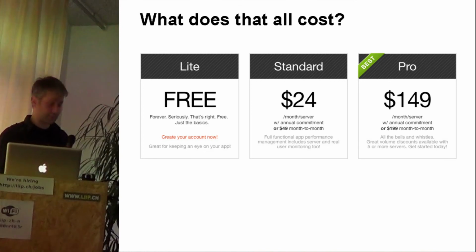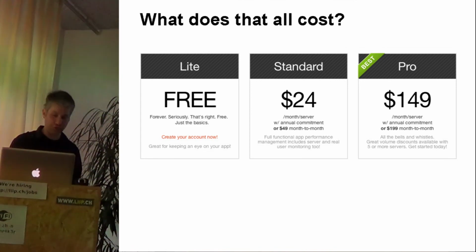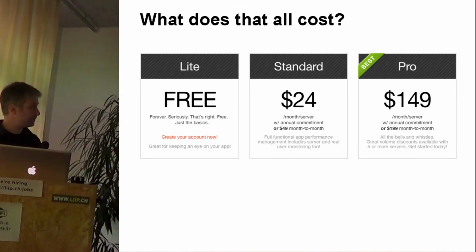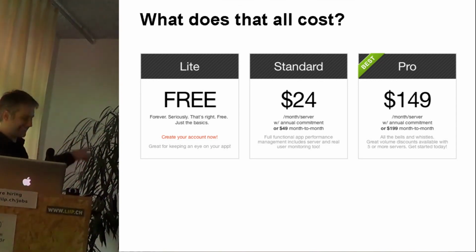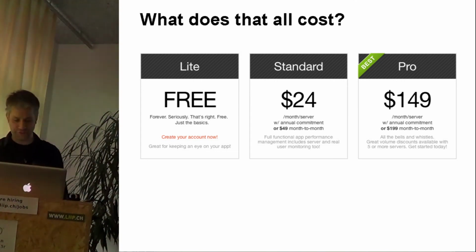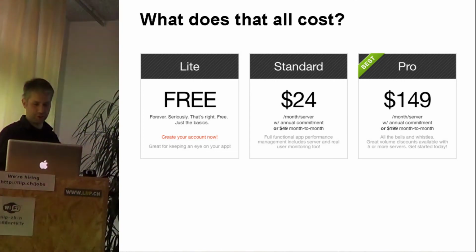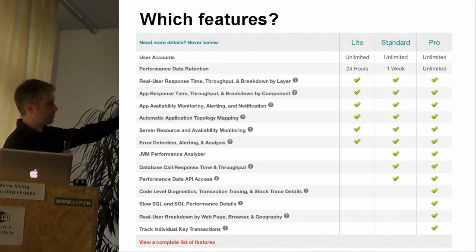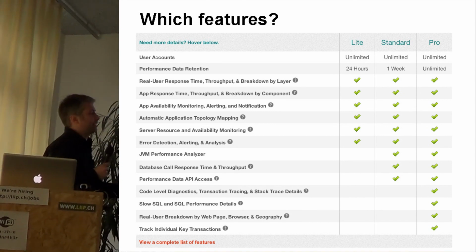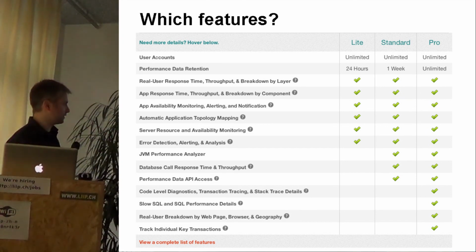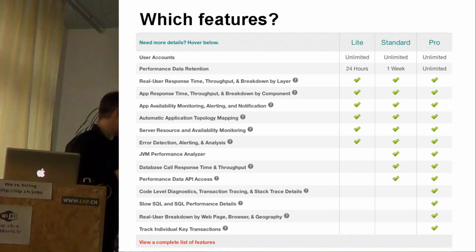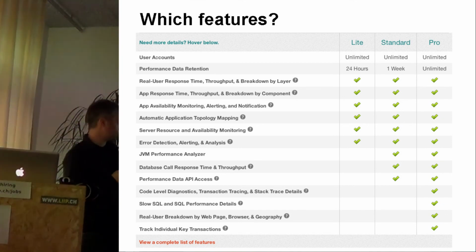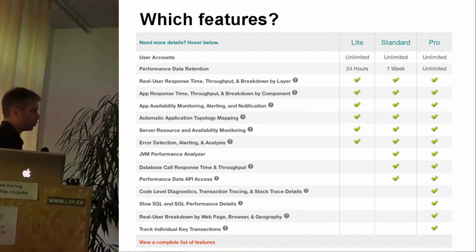And what does it cost? There's the light version, that's free. Standard is $24 a month per server, and Pro, which is the best, is $150 per month. What's the difference between those packages? With Light you only have the last 24 hours, that's useful for alerting, but not much else. Standard is 1 week, Pro is unlimited. You have the SQL stuff, for example, or transaction tracing and code level diagnostics, also only in Pro level.